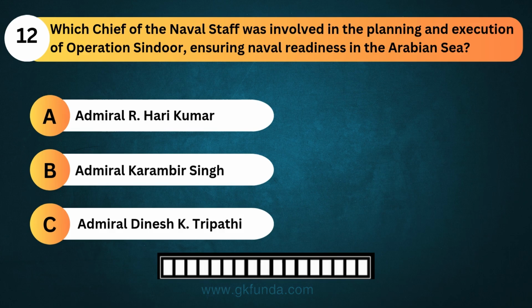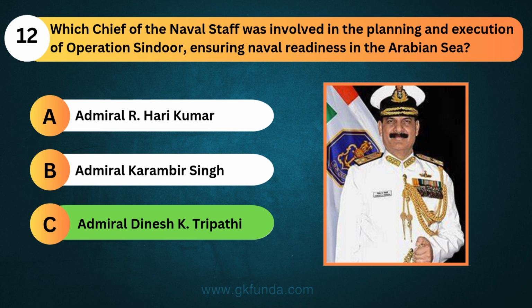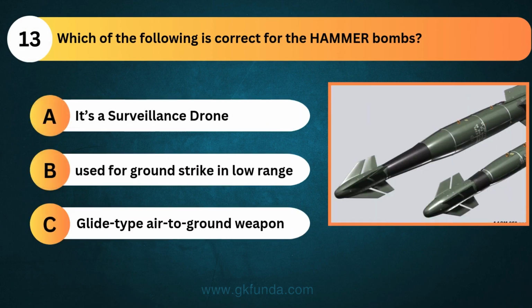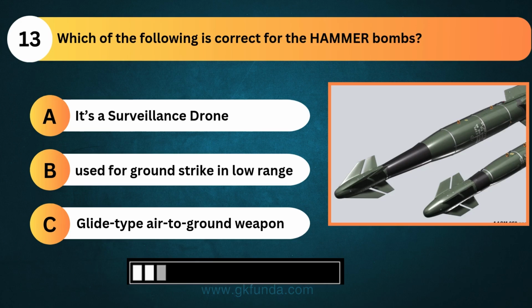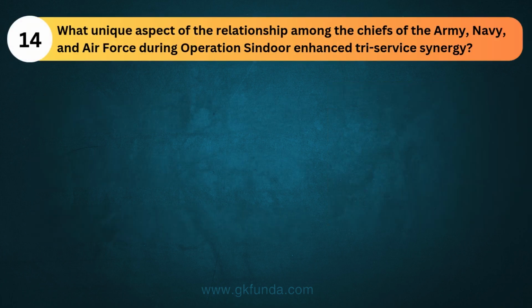The answer is option C: Admiral Dinesh K. Tripathi. Which of the following is correct for the Hammer bombs? The answer is option C, glide type air to ground precision weapon. What unique aspect of the relationship among the chiefs of the Army, Navy, and Air Force during Operation Sindoor enhanced tri service synergy?